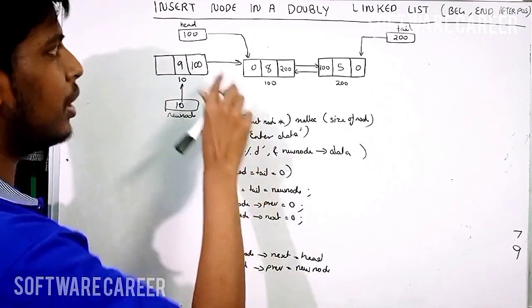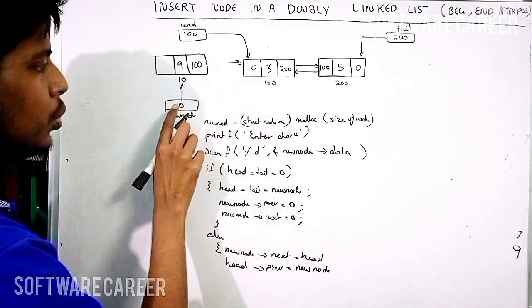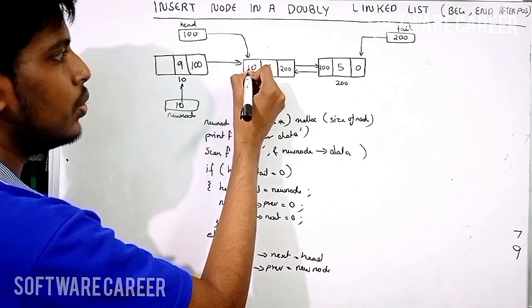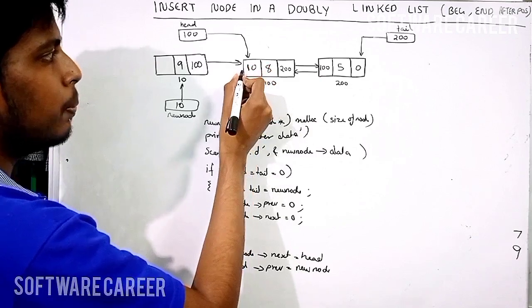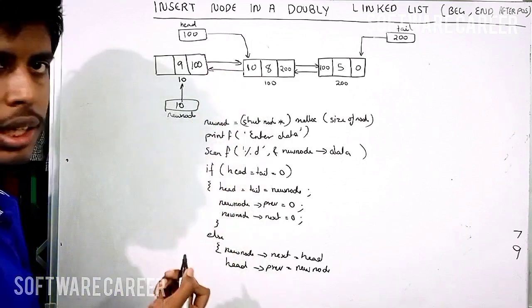Now see what head previous is. Head is 100, and 100 previous is this part. In this part I am storing the new node address, that is 10. So this pointer is pointing to the node which has address 10. So it creates a link like this.